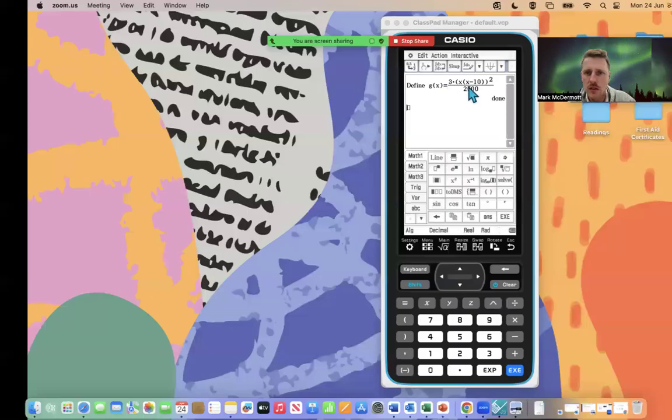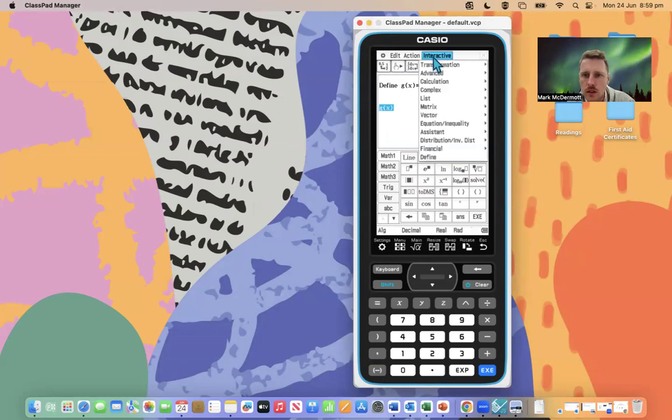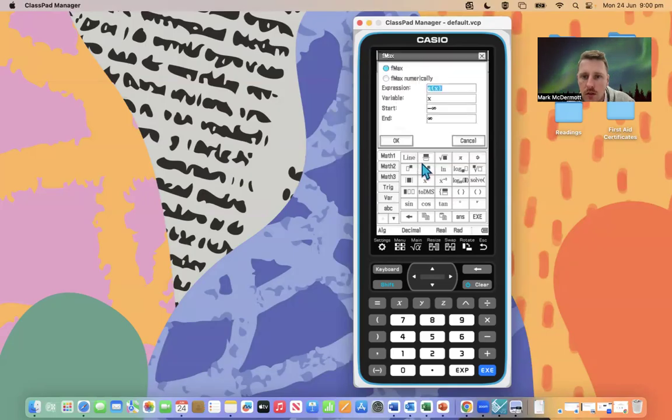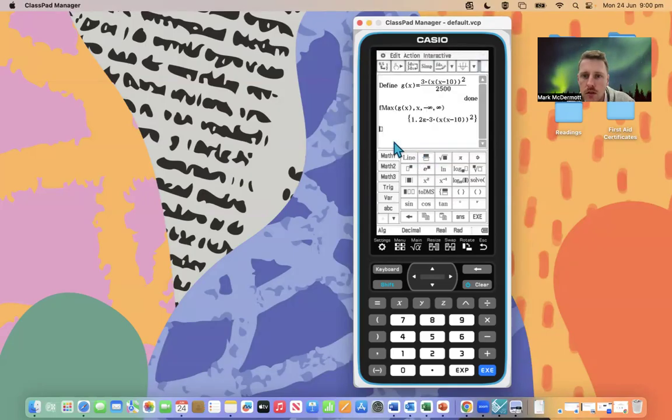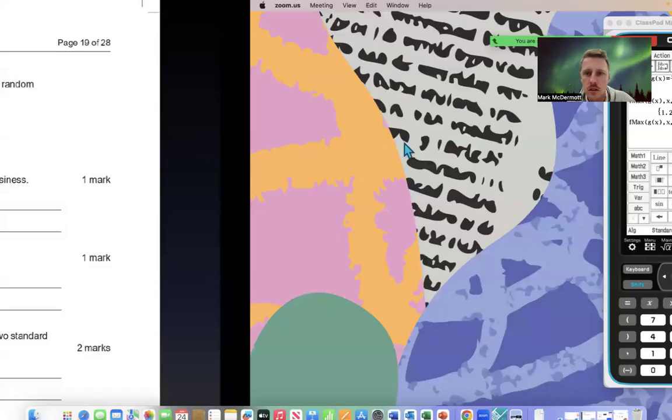Okay, we could do F max. So we could write g of x. I always forget where this is. F max. Okay, yep, because I didn't put the domain in, which I needed to. It says in the question that the domain is 0 to 10.